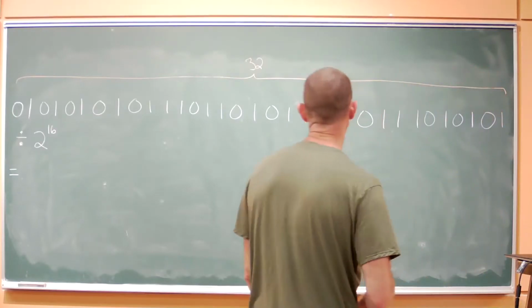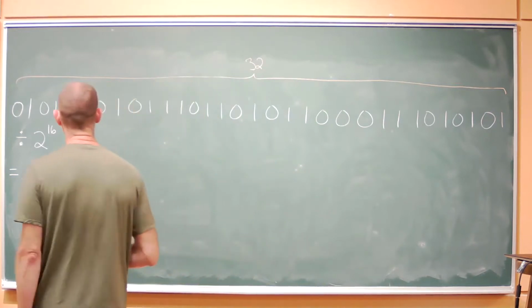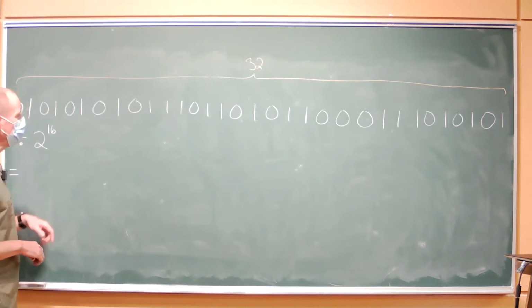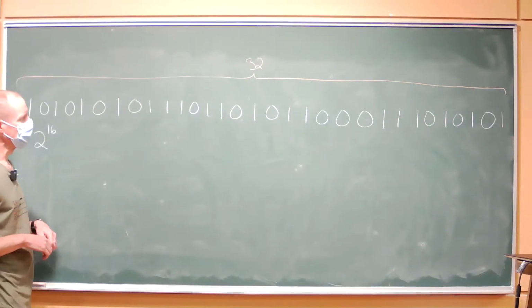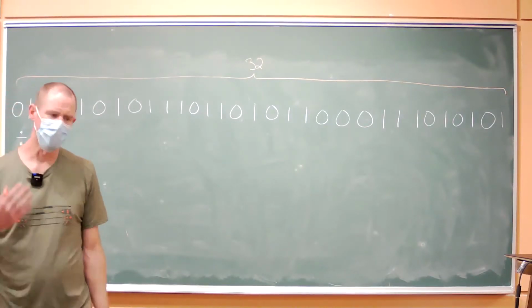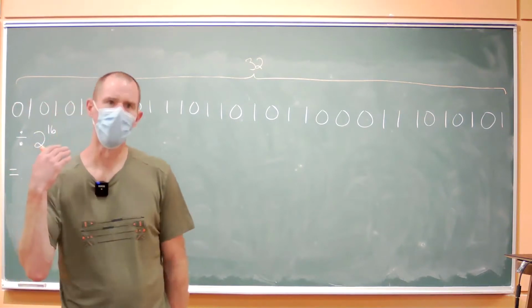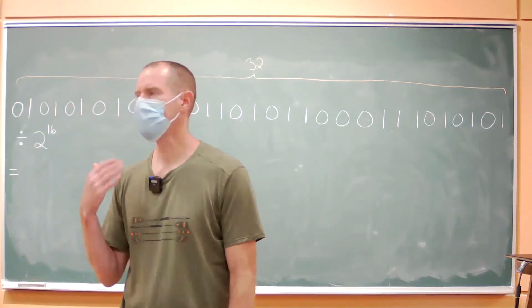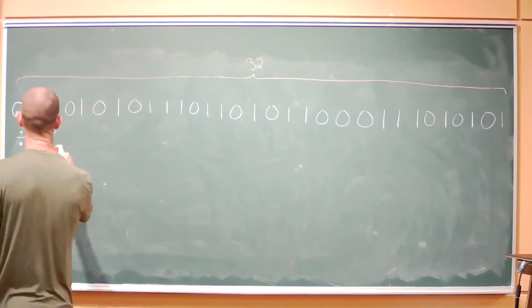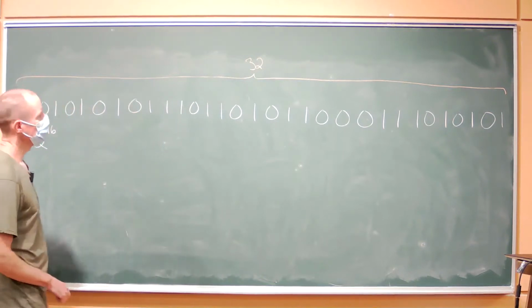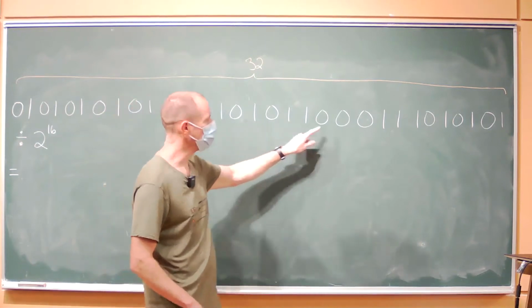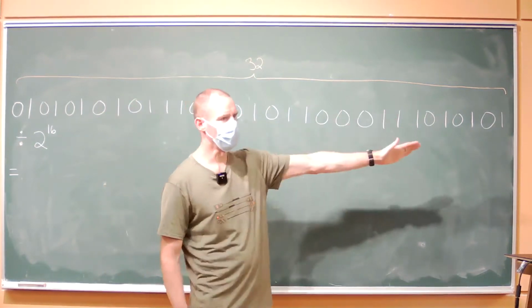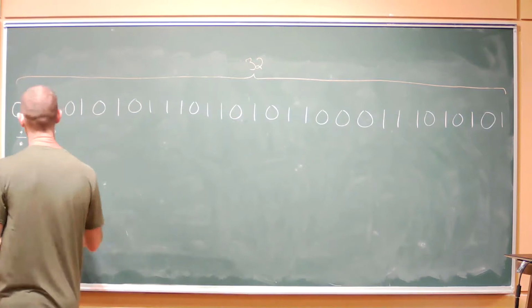So this is a 32-bit integer, and if I divide any integer by a power of 2, then that's just like erasing the lowest order bits. And how many bits do I erase? It's whatever the power is. Okay, so in this case, somewhere around here starts the lowest order 16 bits. I just forget about those, and I only care about the highest order 16.